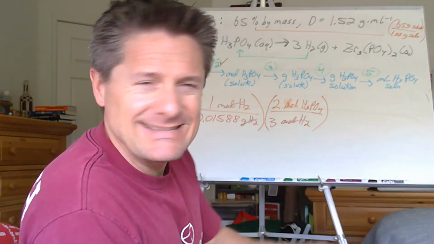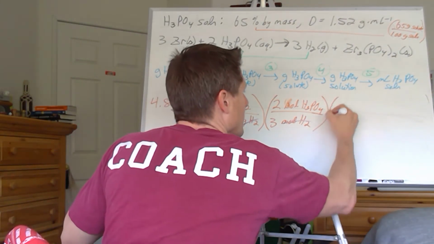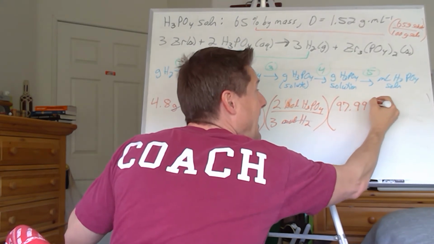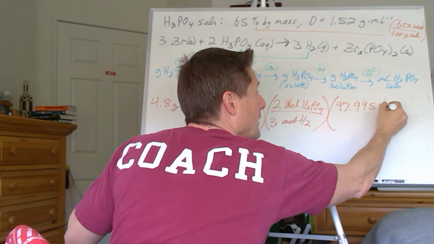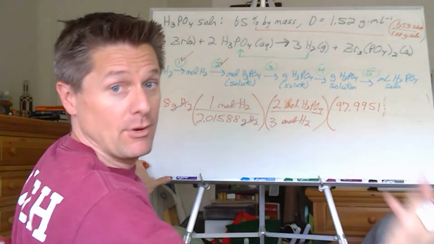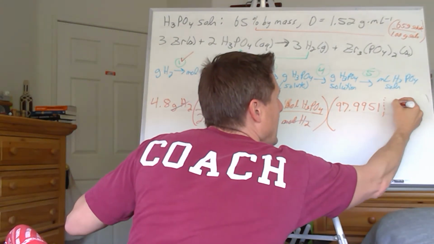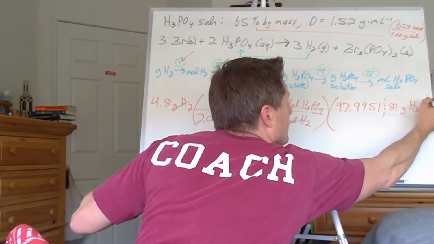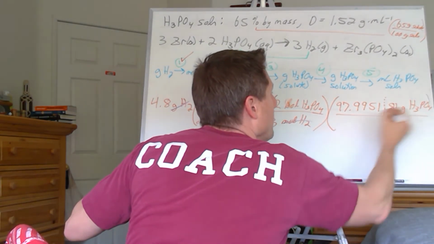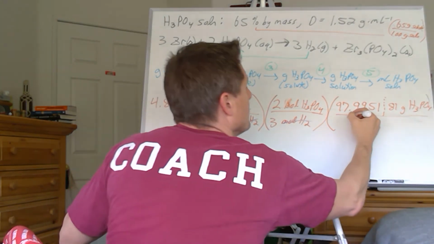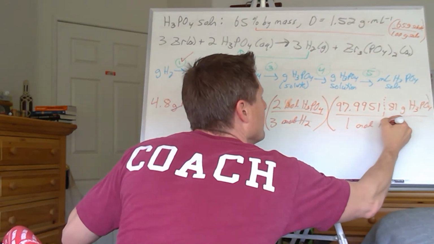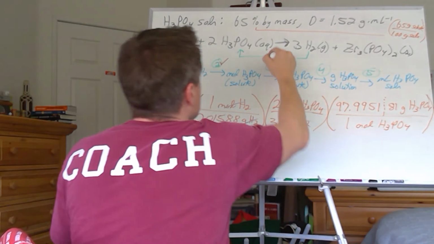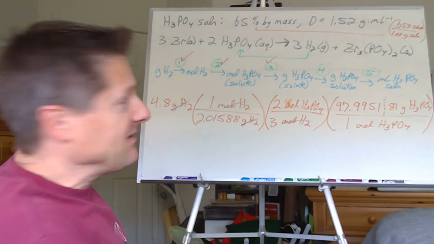So you should get 97 something. So I get 97.9951. There's my 4 decimal places. Then carry on 2 more digits, we get 81 grams of H3PO4. That's the solute, right? Per mole of H3PO4. Check. I'm already out of space, my friends.